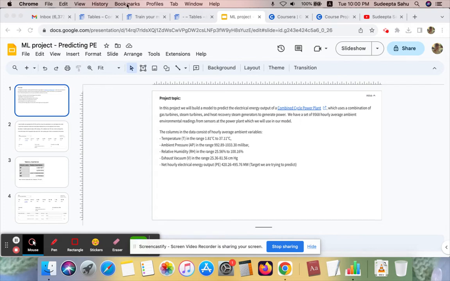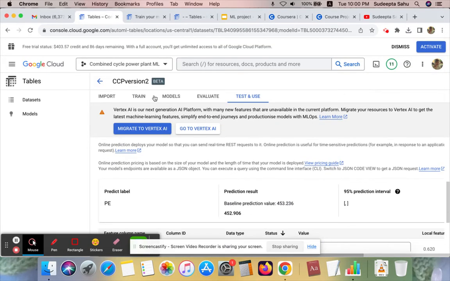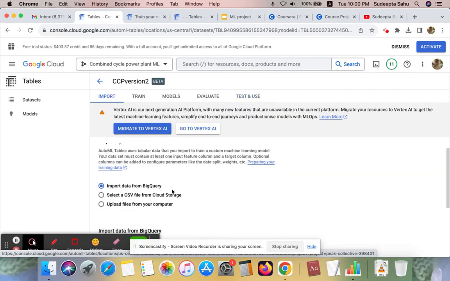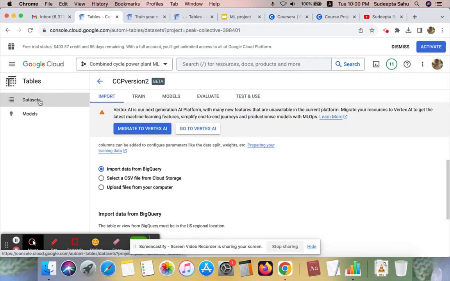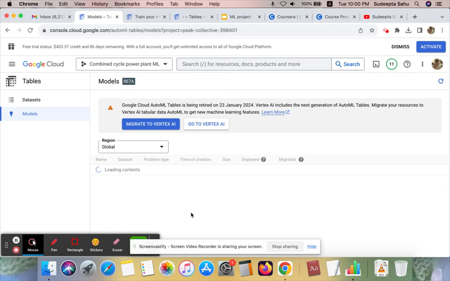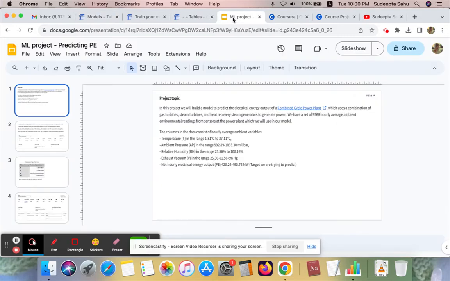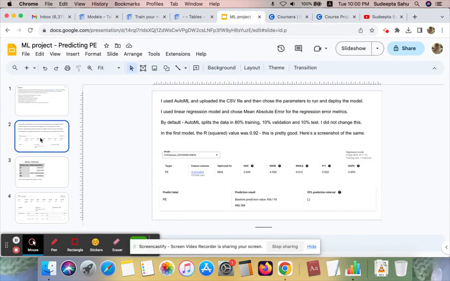So I have used Google's AutoML to run this project, and I created two versions of the model. So this is a snippet of the model, how it looks like. If I click on models, I ran two models, one with five parameters and one with just two parameters. So this is how it looks like.